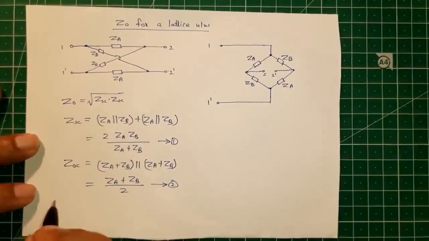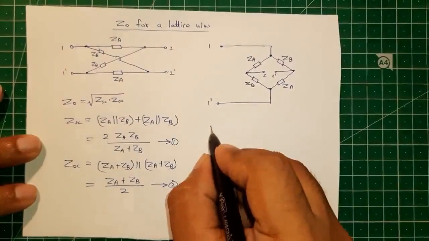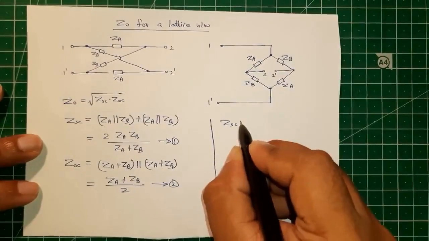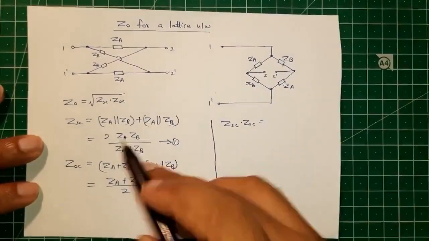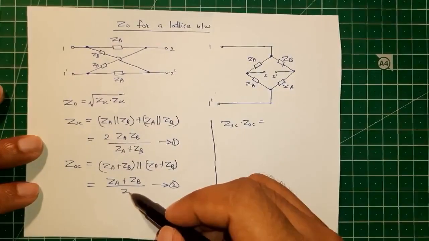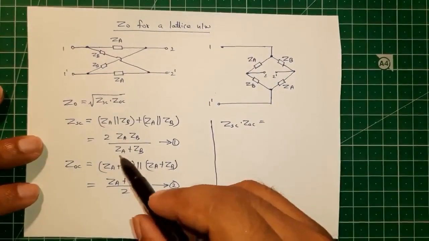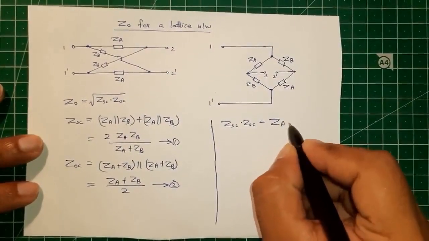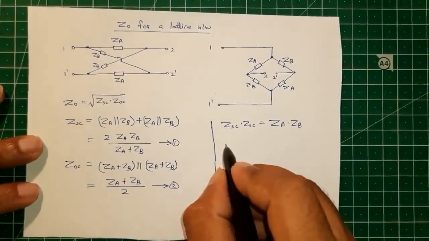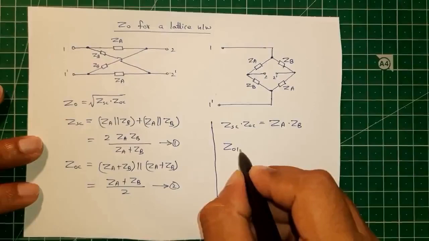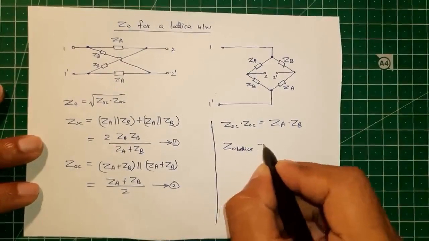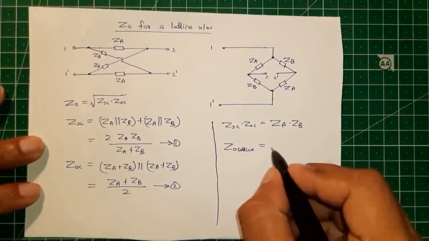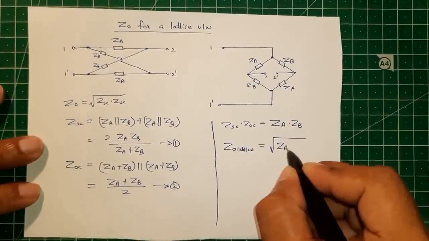Question 2. Now we multiply ZSC and ZOC. So these two will get cancelled, and ZA plus ZB and this ZA plus ZB will get cancelled. So in effect we have ZA and ZB. So what is Z0 for a lattice network? The square root of the product of short circuit impedance and the open circuit impedance. So square root of this will be equal to ZA times ZB.